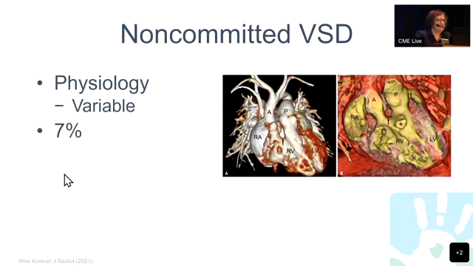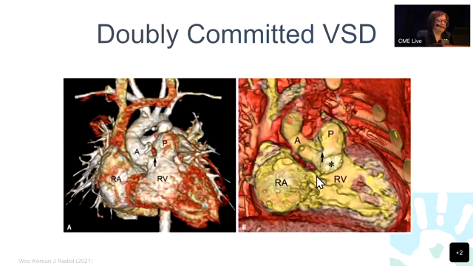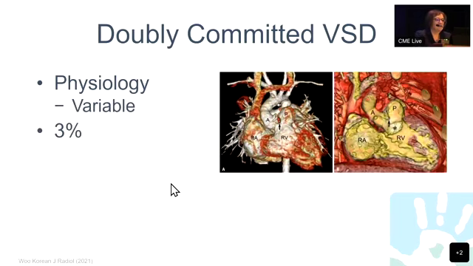And the physiology can be variable, really depends on the relationship of the great arteries and where the VSD or VSDs are. Doubly committed VSD right here is under both the aortic and the pulmonary trunk with minimal conal septum. Doubly committed VSD in double outlet right ventricle is pretty rare, 3%, and again, the physiology can be variable.